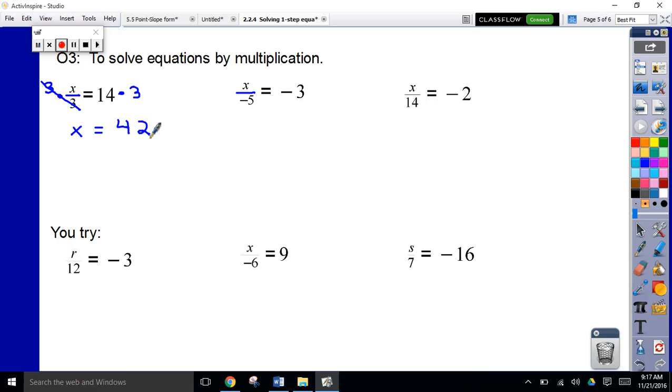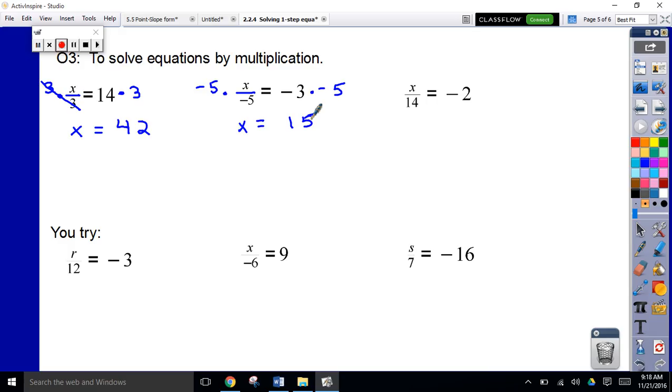Okay, next one. Addison, what am I going to do? Good. Multiply by negative 5. Make sure if that number underneath is negative, that you multiply by a negative. So I end up with x equals what, Addison? Good. Positive 15.